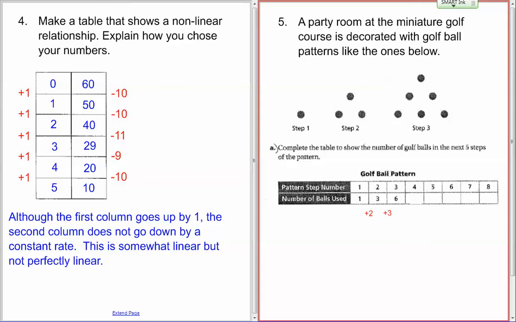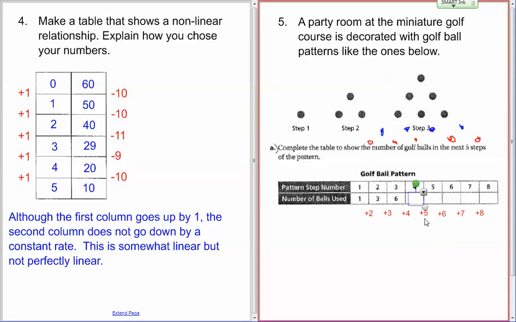If we actually make the next step 4, we're going to have to add a golf ball here, a golf ball here, a golf ball here, and a golf ball here. So we are going to have to add 4. And then if we do step 5, we're going to have to add a golf ball here, here, here, here, and here. So, yep, we're adding 5. So that is the pattern. We want to increase by 4, 5, 6, 7, 8.